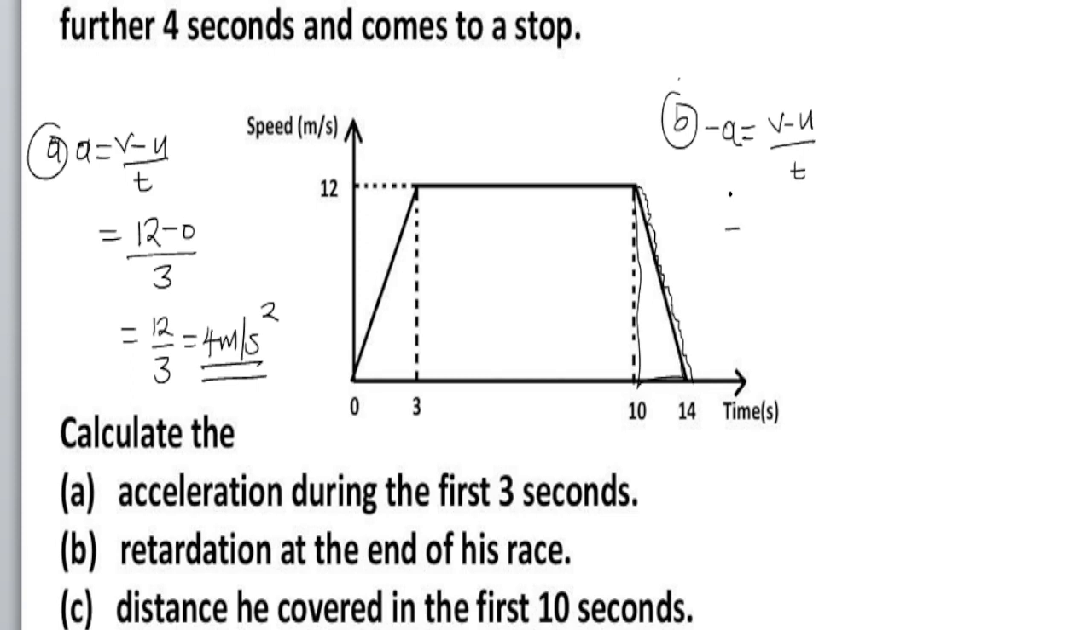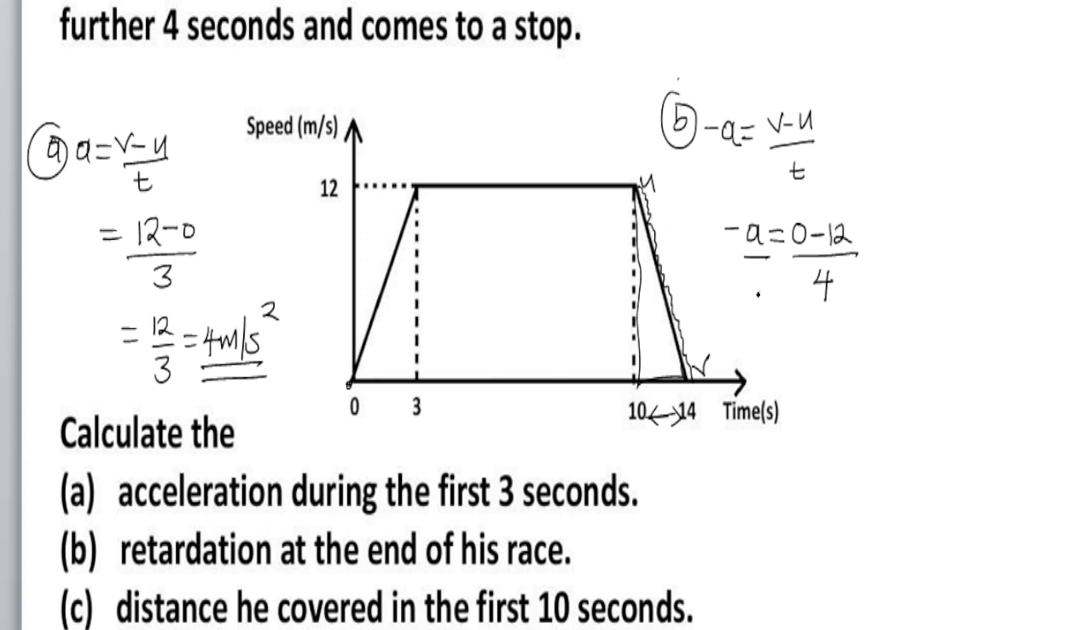So negative acceleration is equal to, now the final velocity, check here, it started from here. This is where our initial velocity is. Our final came here. So our final velocity is 0. If you check here, this is where the 0 is. Our initial velocity is 12. It started at 12. The time it took, we just say what is the distance between 10 and 14. So the distance is 4.